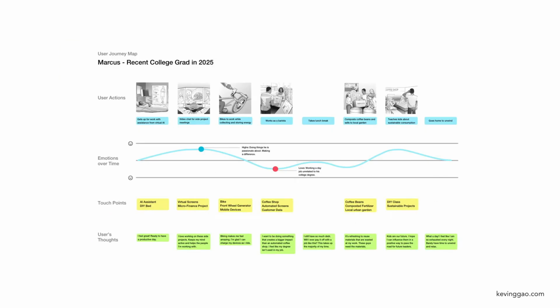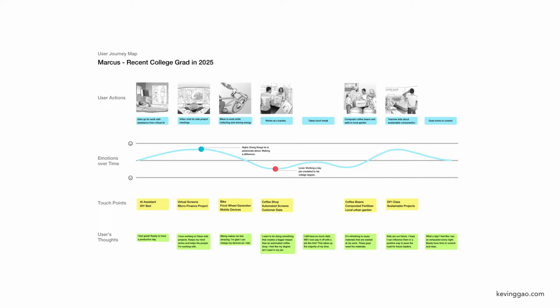Again, this is another user journey map in a different format. This is for Marcus, a recent college grad in 2025. In this case, I was creating an app for a persona, Marcus, who works at a coffee shop, has like some 9 to 5, but his passion lies somewhere else.